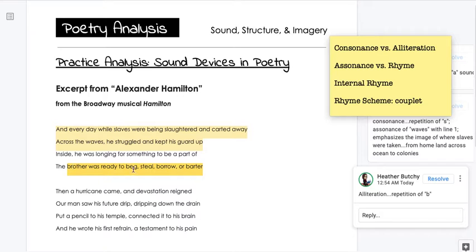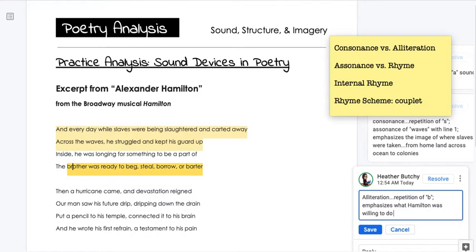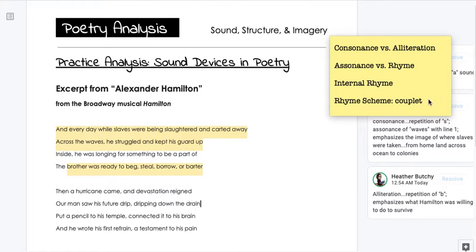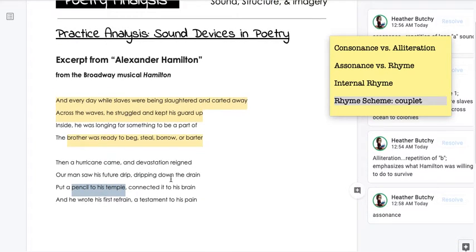Same thing here, alliteration: brother, beg, borrow, barter. If we want to explain the significance of that, it emphasizes what Hamilton was willing to do to survive. And now there's where we get our explanation, okay? Finally, rhyme scheme and couplet. And I can't help but obviously bring up the repetition there too. "Our man saw his future dripping down the drain." Again, it just emphasizes how devastating everything is at that point for him. Oh, and I have to bring this up too. "Pencil to his temple." Again, great example of assonance. I like that example right there.